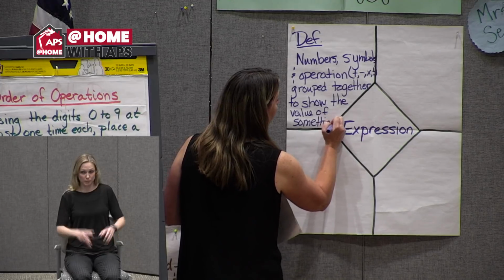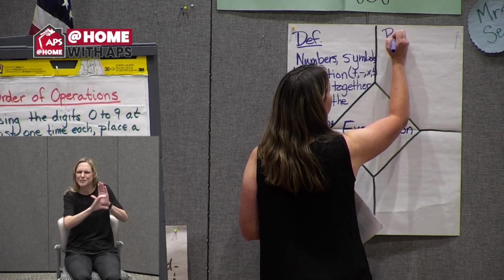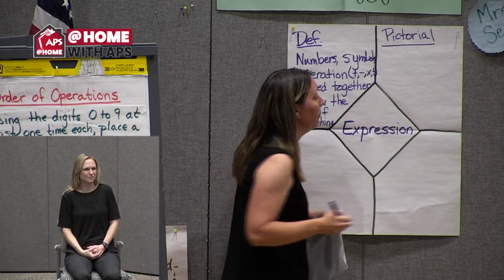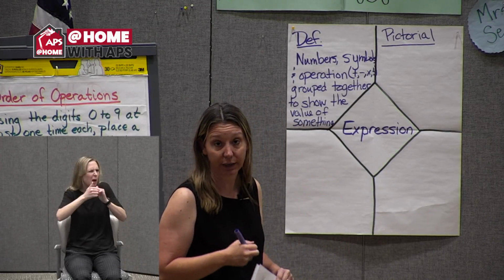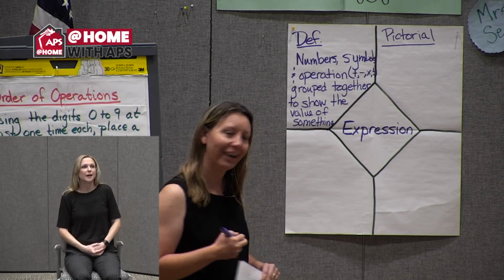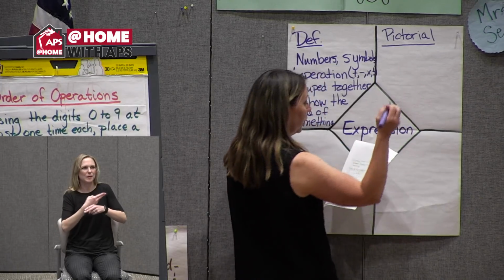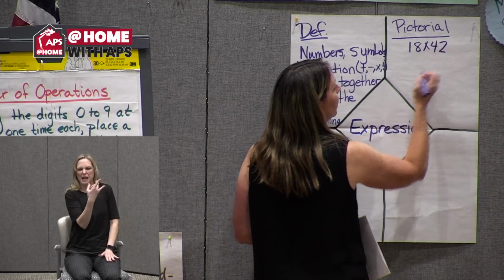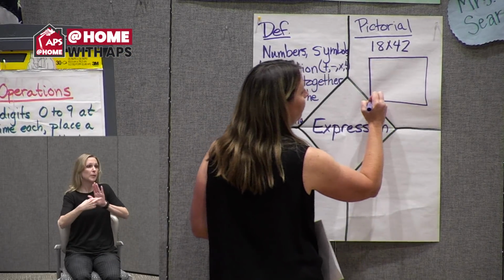Okay. Now, just like last time, I asked you guys for a picture of it, a pictorial representation. So thinking about a mathematical expression, what's a pictorial representation of that? Any ideas? Good. So I'm going to use that area model. We're going to use one for 18 times 42. This is my expression. And here's a pictorial representation of it, my area model.